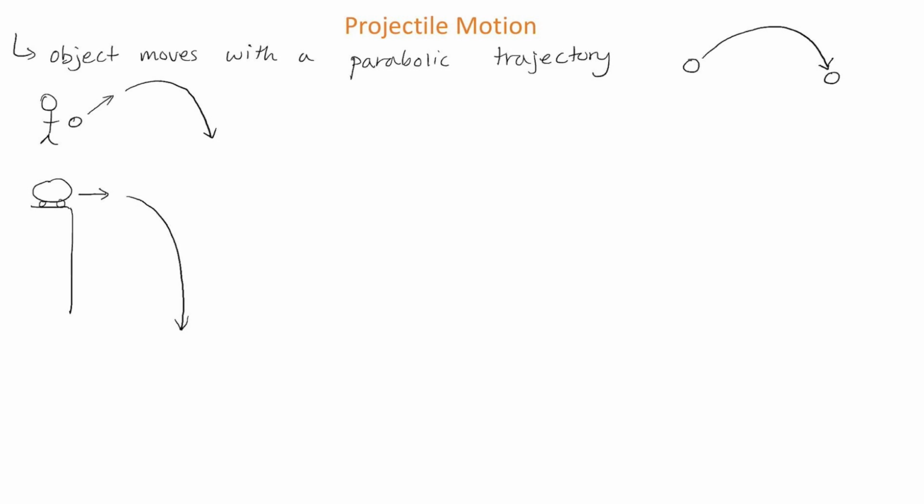And what's important to notice, and you can see it in our examples here with the person throwing the ball, is that the ball is not just going up or down. The ball is going up and it's moving to the right. So we have both vertical and horizontal motion. And so what this means is we are dealing with kinematics in 2 dimensions.